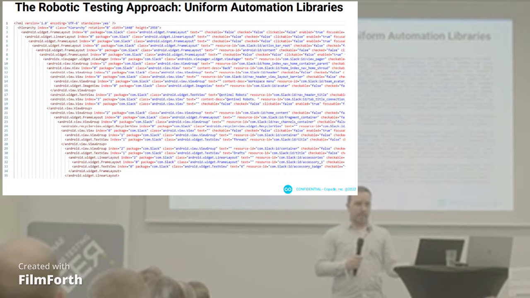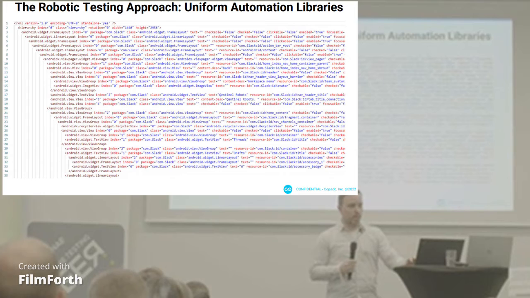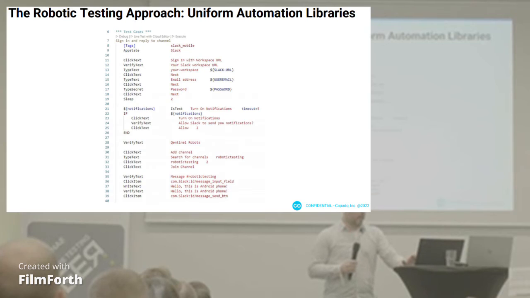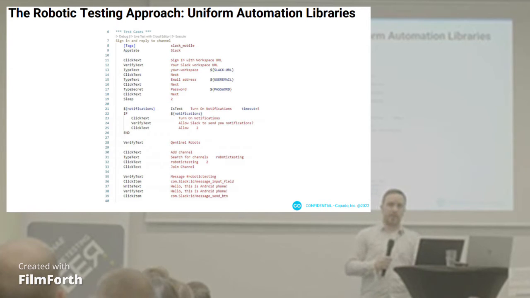Now, let's look at the script that is doing the same as the previous for the web automation. Now, this is for mobile. So here we can see that it's quite similar. So it's using the same keywords. The logging in is done first, then checking some notifications, and joining to a channel and writing messages.